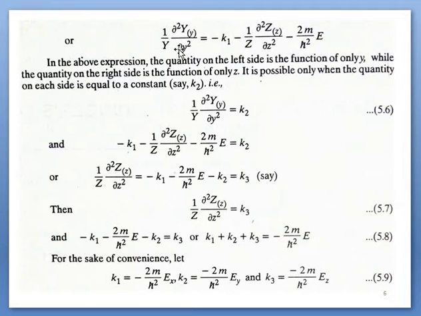Now on the left side is a function of y, on the right side a function of z, and both are equal. Both may be equal only when this is equal to a constant, and it will also be equal to that constant. So again we have equation 5.6. By simplification or solution of this, we will have capital Y, which is a function of small y. Now see this equation.